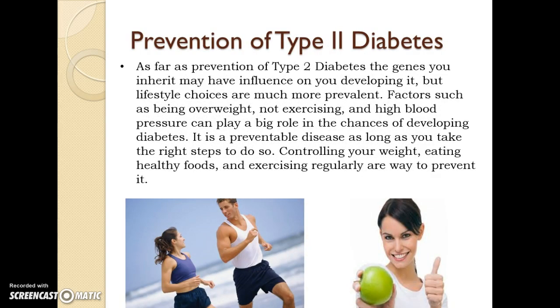Prevention of type 2 diabetes. As far as prevention of type 2 diabetes, the genes you inherit may have influenced you on developing it, but lifestyle choices are much more prevalent. Factors such as being overweight, not exercising, and high blood pressure can play a big role in the chance of you developing it. It is a preventable disease as long as you take the right steps to do so.